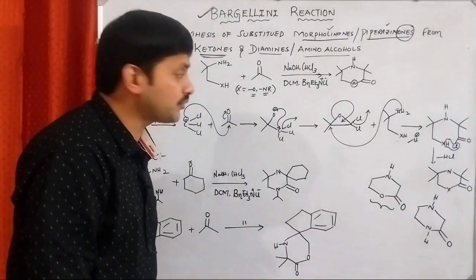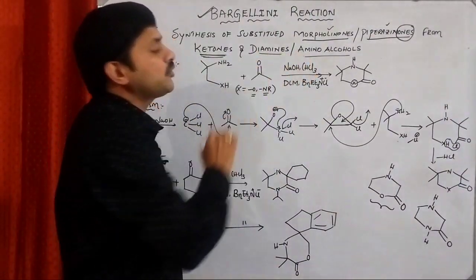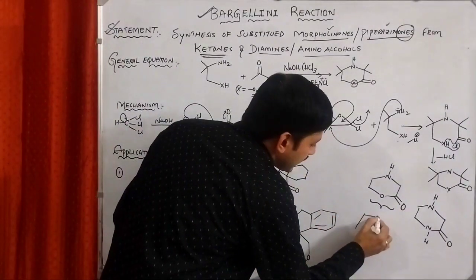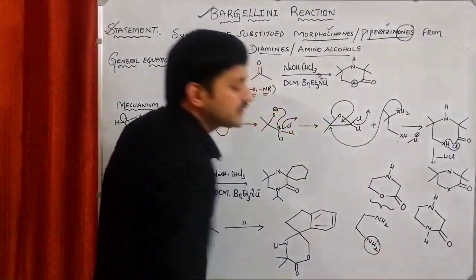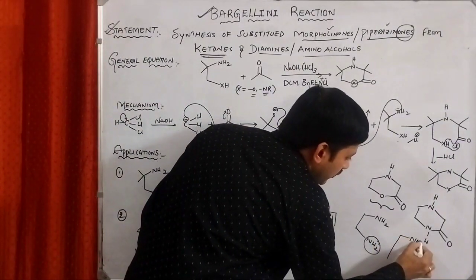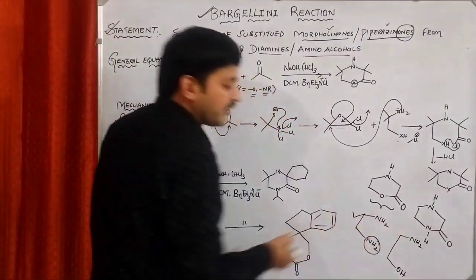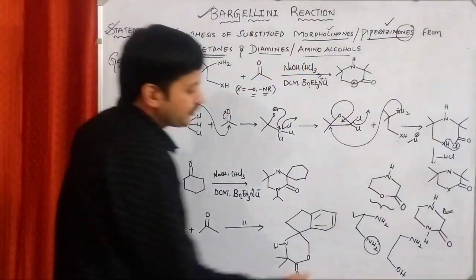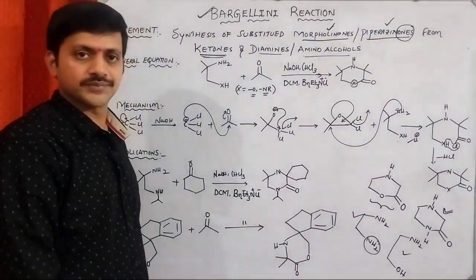But here the reactants are what? Ketone with diamine or ketone with amino alcohol. So ketone is the common one, with which we are going to take diamine, NH2, NH2. In this case we are using the substituted nitrogen. Amino alcohol, NH2OH. If you take diamine, the products will be piperazinones. If you take amino alcohol, the product will be morpholinones.